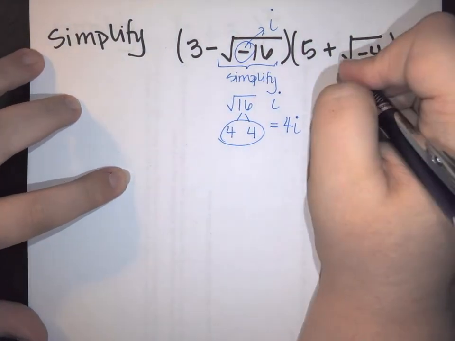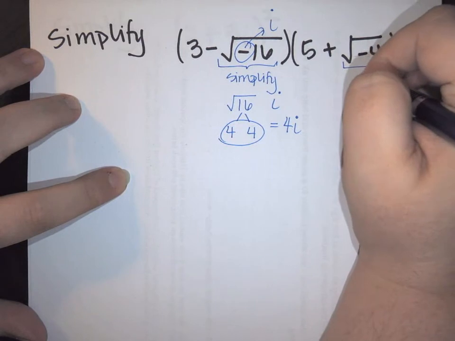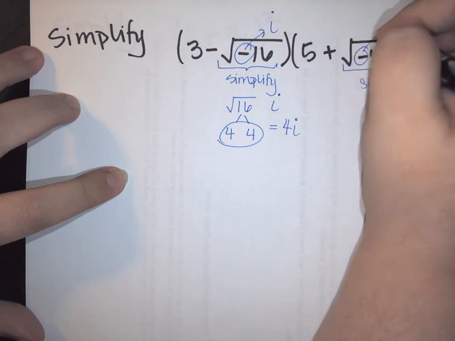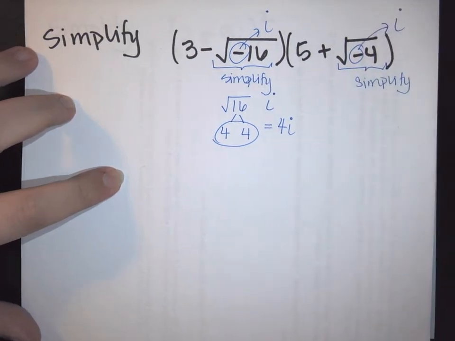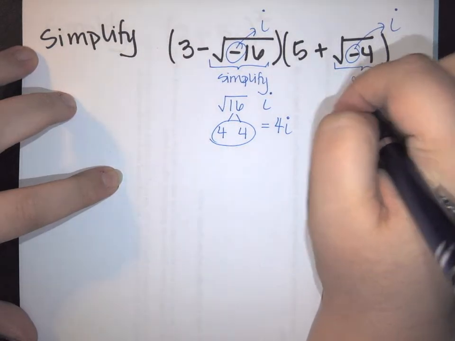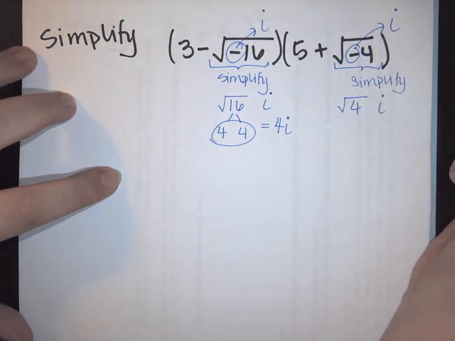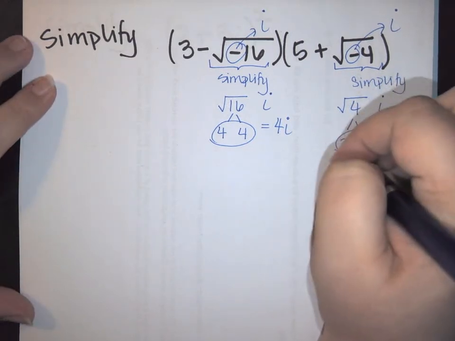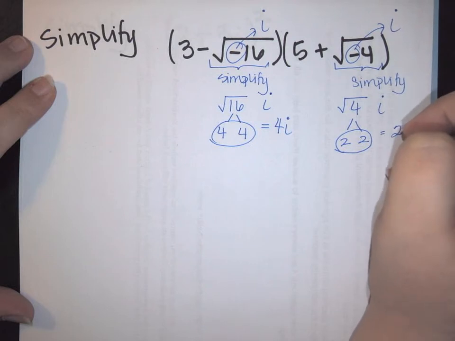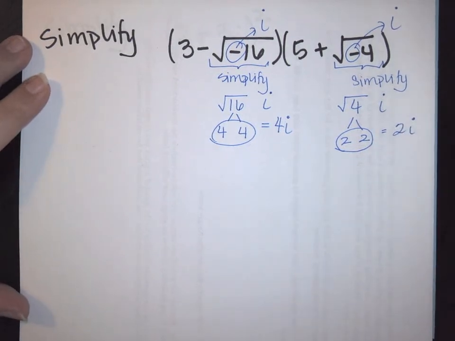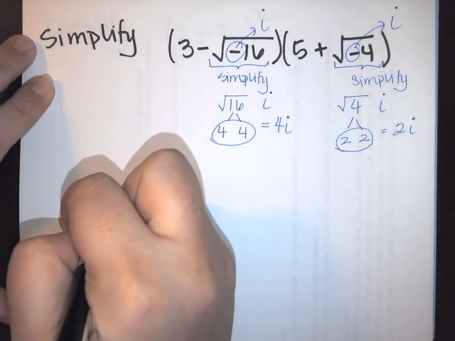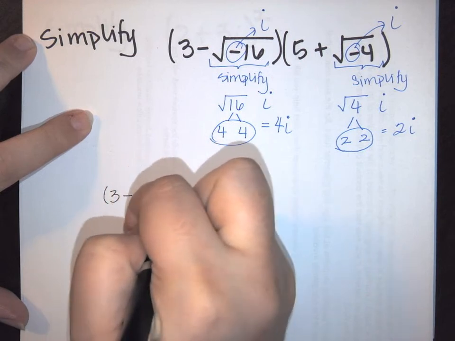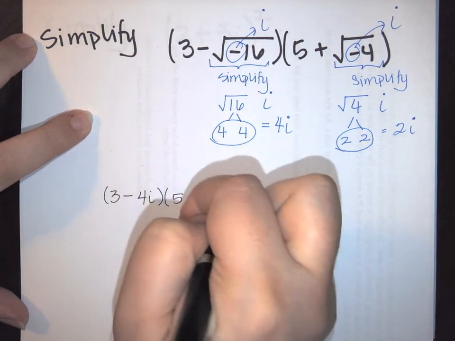Now we need to do the same thing with this last one. We need to simplify. Again, this means we need to start by taking my negative and pulling it out of the radical as my i. This is going to give me the square root of 4 with an i off the end. And then we know that 4 is going to break down into 2 and 2. Therefore, we end up getting 2i. So once we reduce those, we need to rewrite our problem. So this is going to be 3 minus 4i times 5 plus 2i.